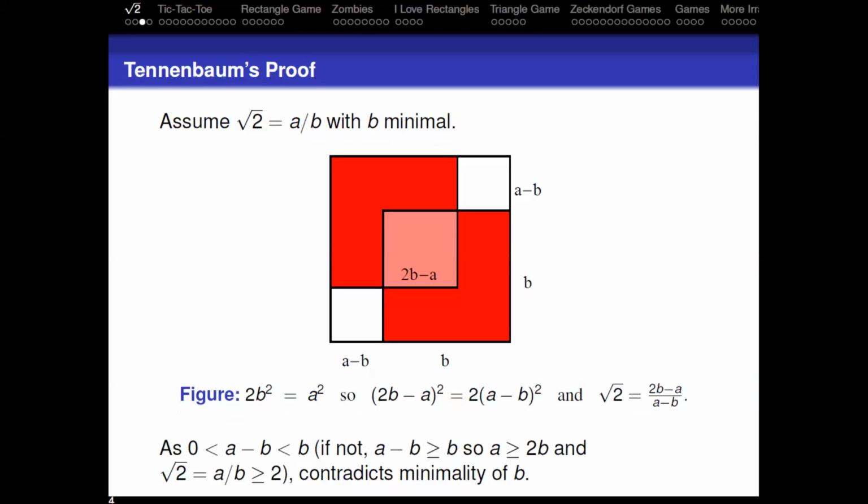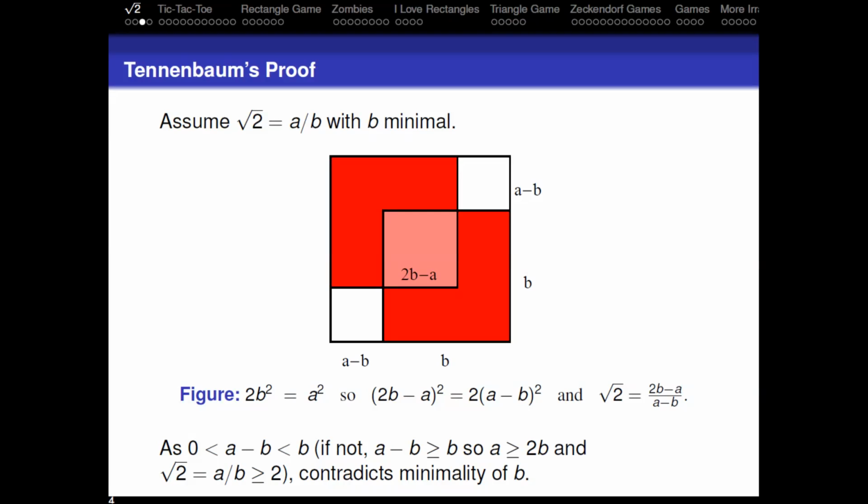So imagine we can write the square root of 2 as a over b, where b is minimal. So b is going to be the smallest of all the things that work. A lot of these proofs go by proof by contradiction. Have you seen proofs by contradiction? No, I don't think so. Okay, so the way proofs by contradiction work is you assume something is true, and then you show that that leads to a contradiction. It leads to a false statement. And so if you've only made one assumption, then your one assumption must be false.